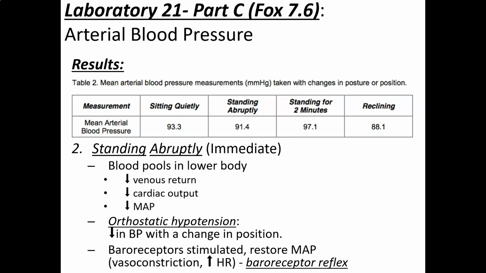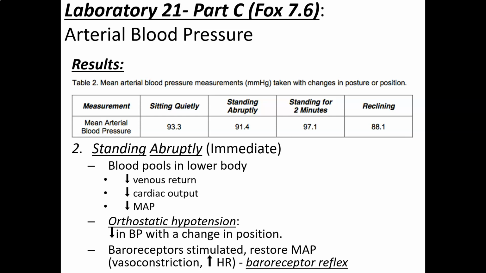Number two, since we're not returning blood to the heart, then we're going to have less pumped out. So our stroke volume is going to go down initially. Okay? Since stroke volume goes down, we're going to decrease cardiac output. And since cardiac output goes down, and cardiac output and TPR are the two determinants of mean arterial pressure, then that's going to go down as well. So oftentimes we see a decrease in that initially when you stand abruptly.